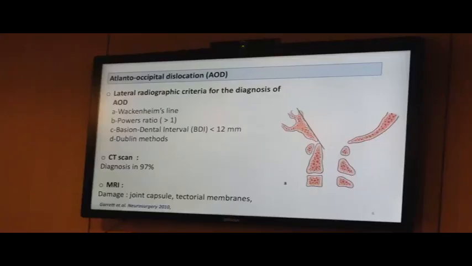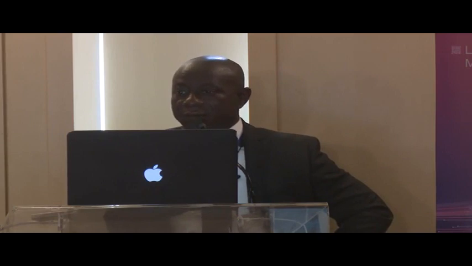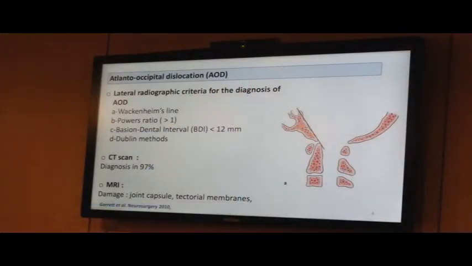Plain radiographic measurement techniques may be used to detect dislocation of the craniovertebral junction. These methods assess the relationship between the skull base and cervical spine on lateral radiogram. These methods are the Wackenheim line, the Power's ratio, the basion-dental interval, and Dublin's method. These methods can be applied to find instability of atlanto-occipital dislocation.